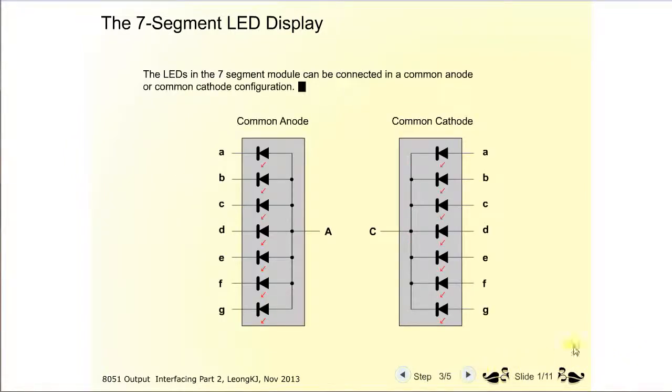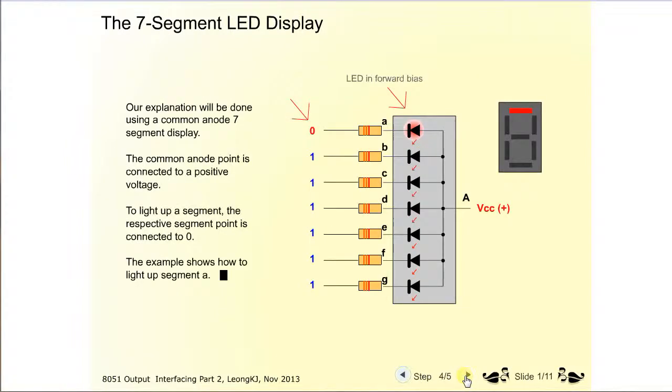The LED in the 7-segment module can be connected in a common anode or common cathode configuration. In the common anode configuration, all the anodes of the LED are joined together to a common point. Our explanation will be done using a common anode 7-segment display. The common anode point is connected to a positive voltage.